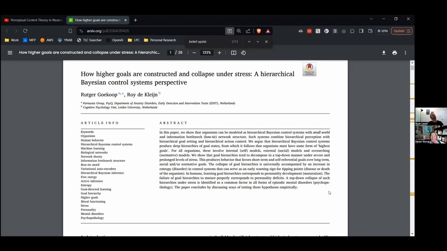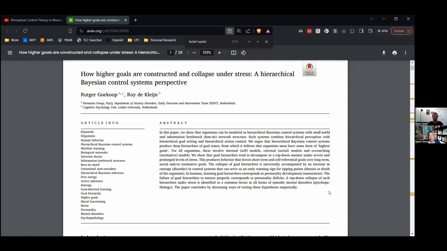Well, yeah, and I have a lot of thoughts about that. And then just go down a little bit further. It says, we show that goal hierarchies tend to decompose in a top-down manner under severe and prolonged levels of stress. Prolonged levels of stress affect whoever's at the top. Let's say it's my brain. My brain is controlling my body, but under prolonged levels of stress, it starts to decompose from the top. And then this produces behavior that favors short-term and self-referential goals over the long-term social and normative goals.